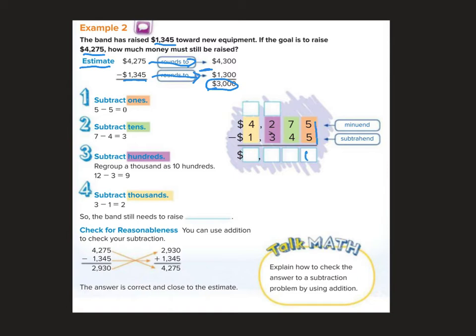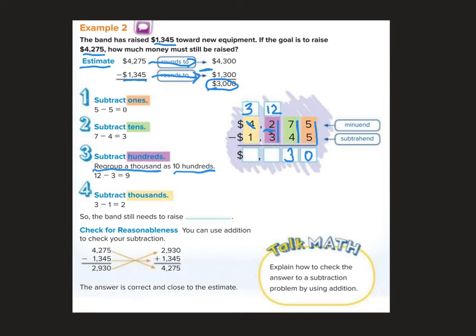5 minus 5, 0. Notice I'm starting with the 1s still. Go to my tens. 7 minus 4 is 3. 2 minus 3, whoop, can't do it. I need to regroup 1,000 as 10 hundreds. So I need to go to my friend the thousands place. Knock, knock, knock. Hey, thousands friend, can I get 10 hundreds? Sure. Okay. So he doesn't have 4 thousands anymore. Now he has 3 because he gave me 10 hundreds. And I already had 2. So now I have 12 hundreds.